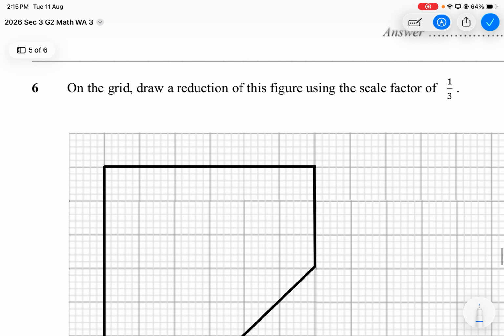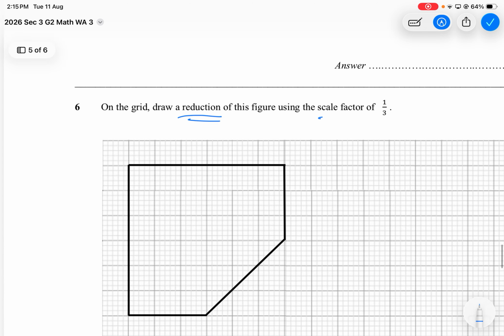Okay, question 6. When you see a reduction asking you to do scale factor, you must know this is a question on similar figure. You want to draw a similar figure, something that is same shape, different size. How do I draw the same shape, different size? Reduction means smaller. I want to draw a smaller one. How much smaller? The scale factor is 1/3. Every time I want to get the new distance, I multiply.